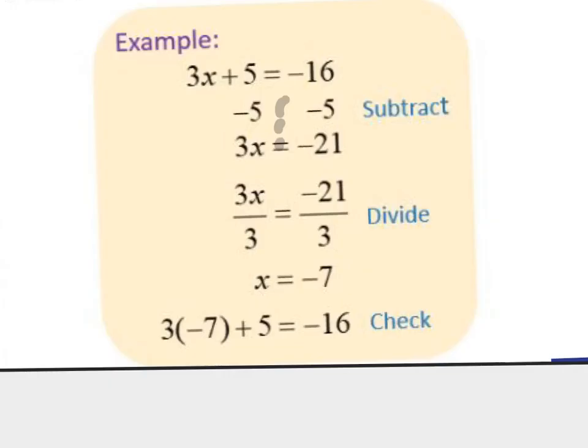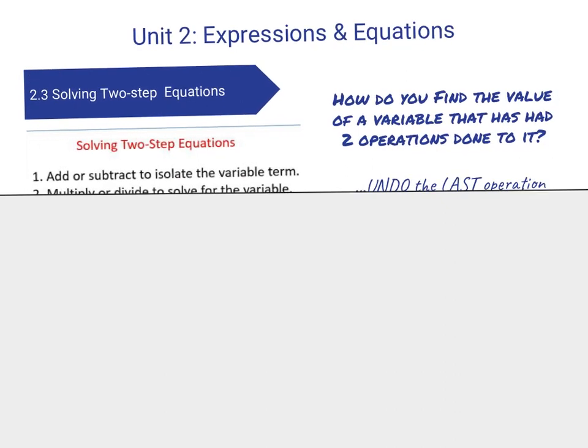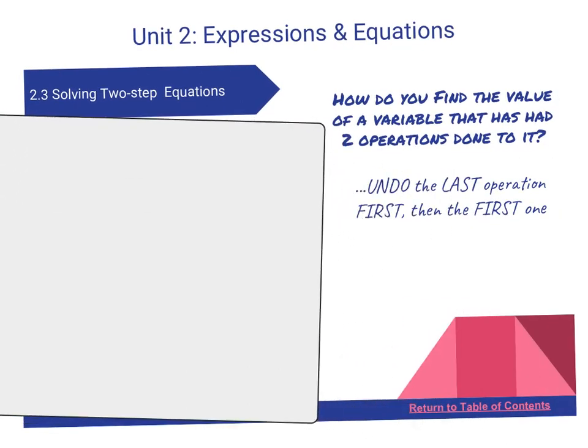Our mystery number. And we know that our mystery number, in order to find it, you undo what's being done. Solving two-step equations is exactly the same thing as solving one-step equations. The difference is that you're going to undo the last operation first and then the first one. So let me repeat that so that you guys absorb it. You're going to undo the last operation first and then the first one.